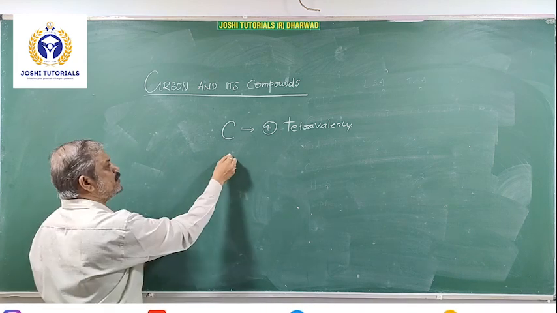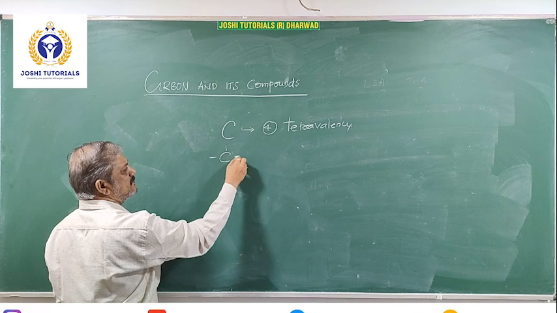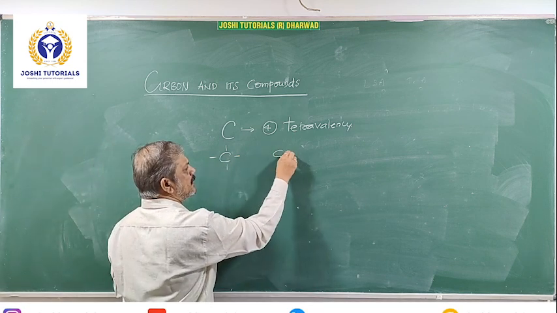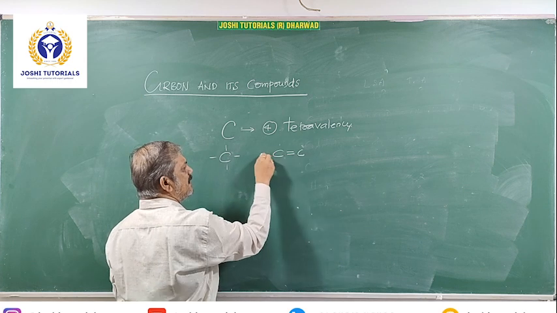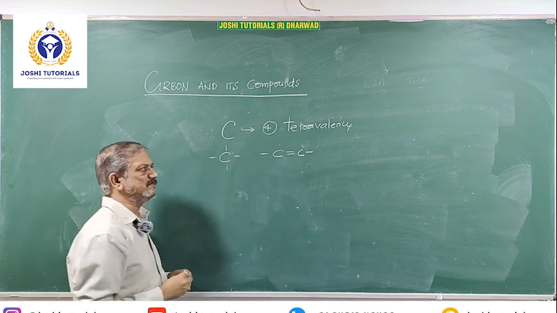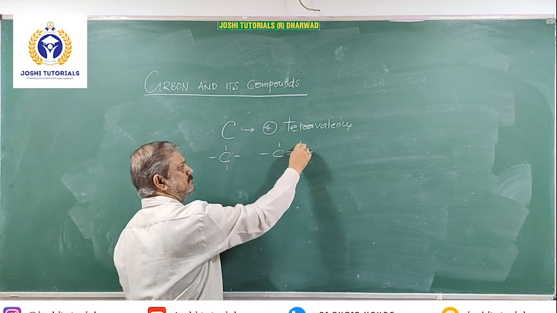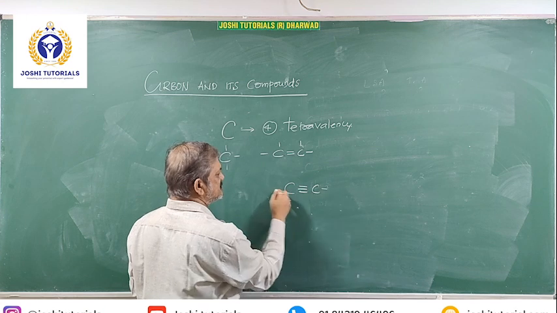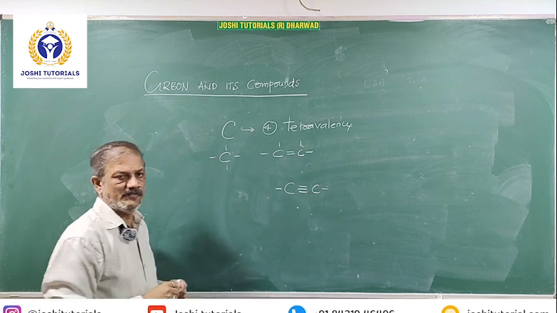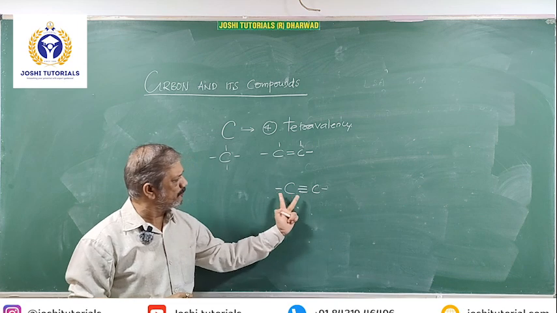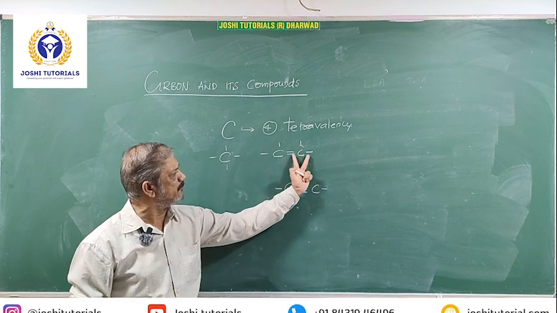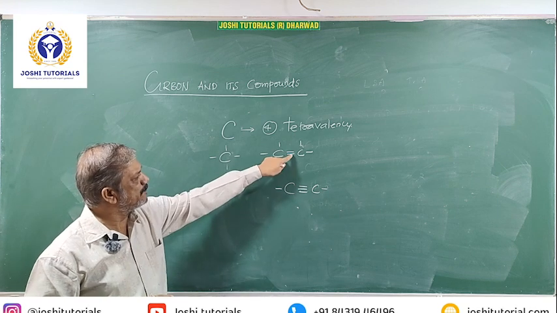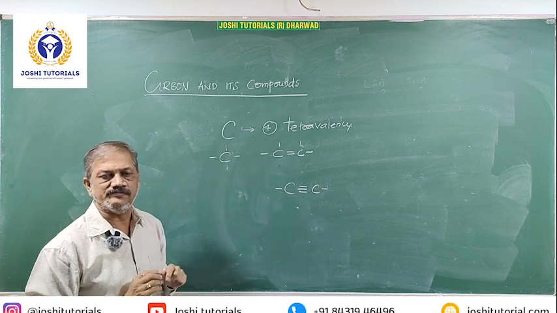That is why we show it like this. Or we show a double bond and 2 single bonds. Another type, a triple bond, like this. If you see, there are 4 bonds. If you see each carbon, single bonded, double bonded, triple bonded.